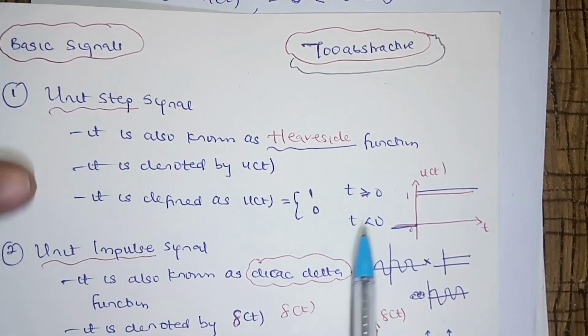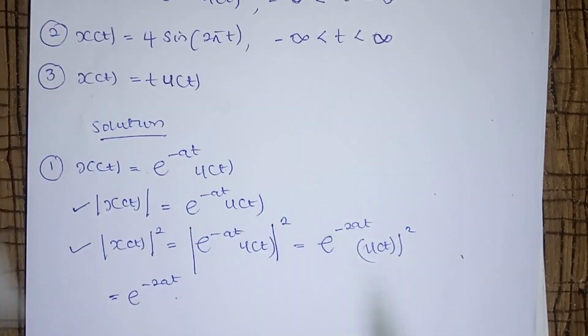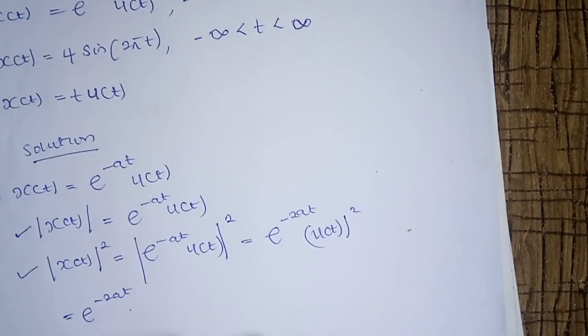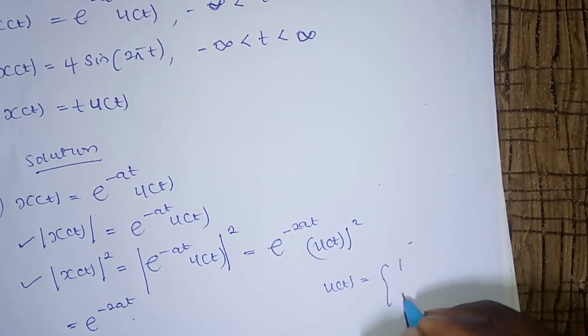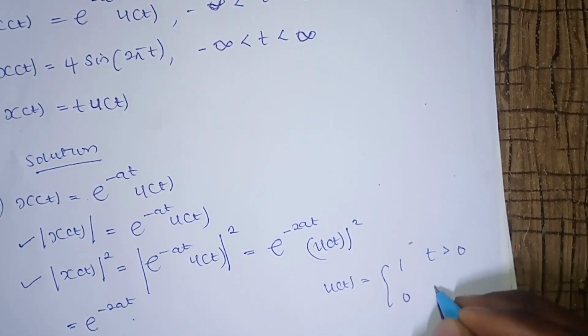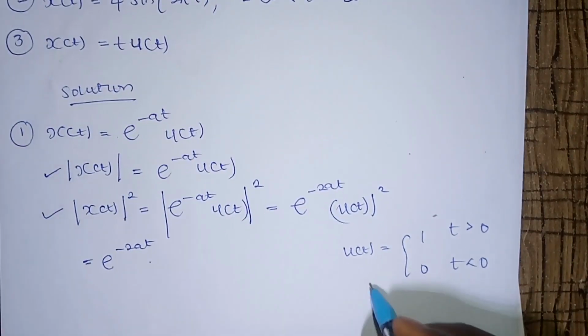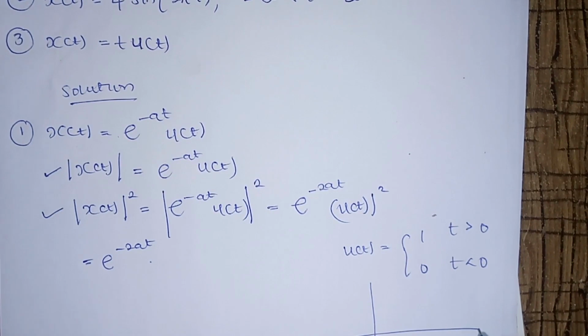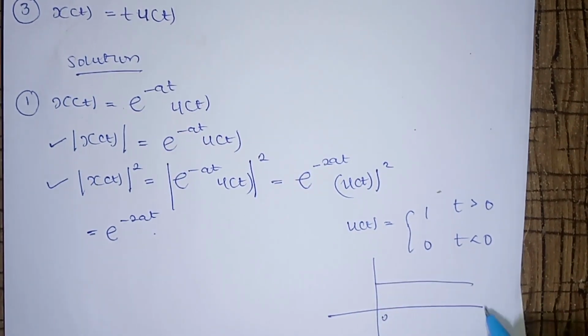It means that u of t has a value of 1 and 0 at some point. Here's what I mean. U of t has a value of 1 when t is greater than 0, and when t is less than 0, it is 0, right? So when we have it in a graph like this, u of t is only defined for this region from 0 to t going to infinity, right? When t is greater than 0, it keeps going.